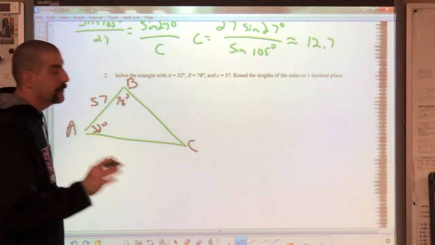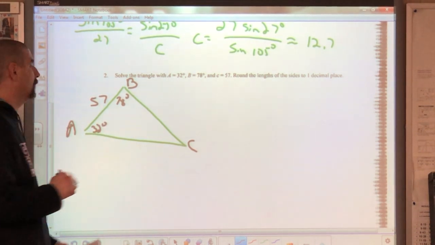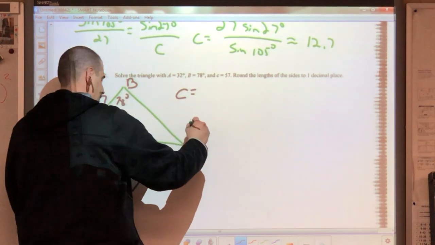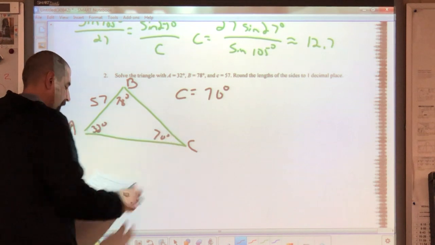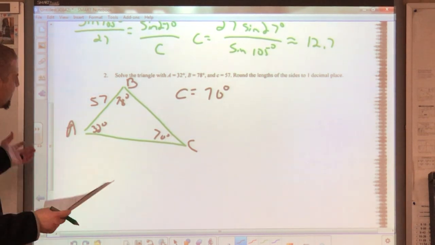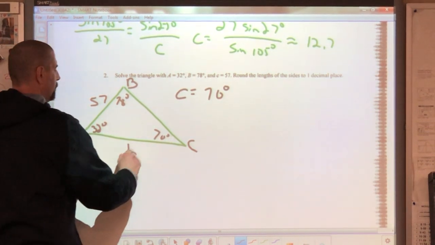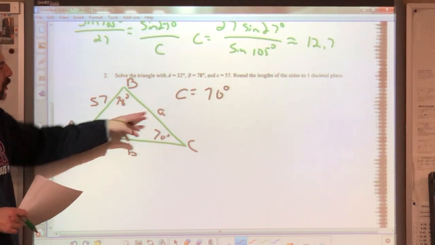So, first thing you want to do is what? Solve for that angle. So, you should have gotten angle C is 70 degrees, okay? So, hopefully you did that. Then, it doesn't matter if you want to solve for B or A. I'm just going to solve for A first.